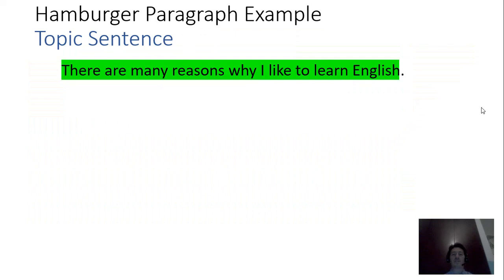Okay? First, let's start with our topic sentence. There are many reasons why I like to learn English. So that tells me what the paragraph is going to be about. That's your topic sentence right there. I know it's going to be about learning English and why you like it. So since this is a paragraph, as your teacher, I will expect to see 3 reasons, right?